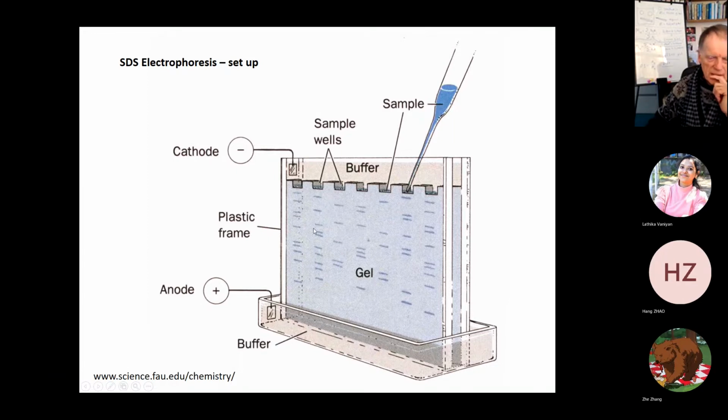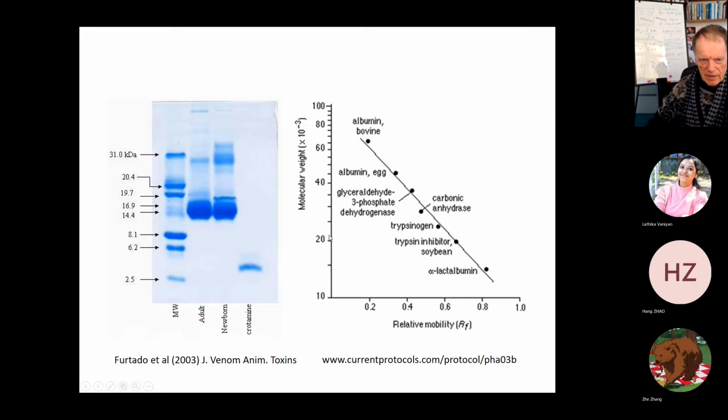You detect your protein by dyeing the gel or the protein with a blue marker dye called Coomassie blue. So that will detect where the protein is on the gel. So use Coomassie blue to pick up the position on the gel.